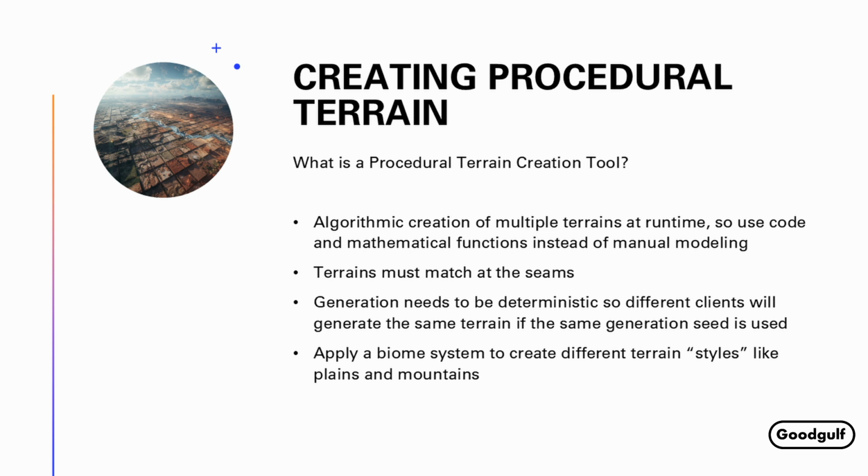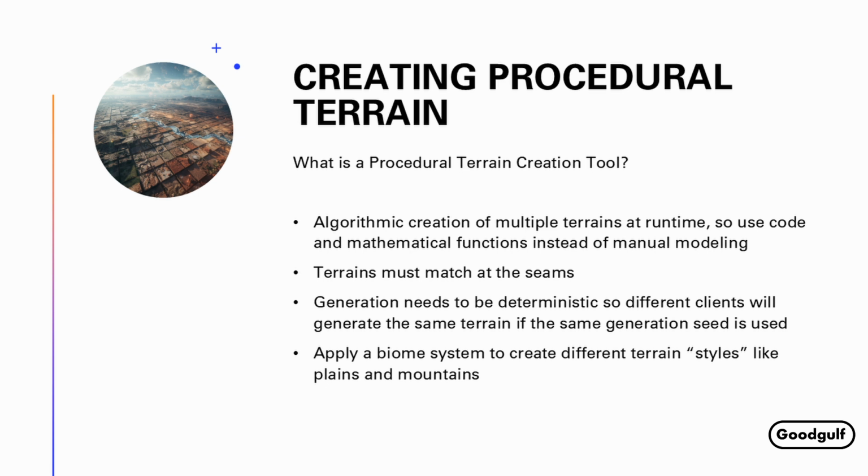Okay, let's start with the basics. What is procedural terrain generation? Procedural terrain generation is the algorithmic creation of digital landscapes, mountains, valleys, plains, using code and mathematical functions rather than manual modeling. It utilizes algorithms, often based on noise functions like Perlin or simplex noise, to generate random yet natural-looking large-scale or even infinite environments in real time.